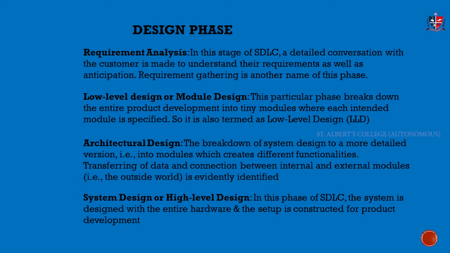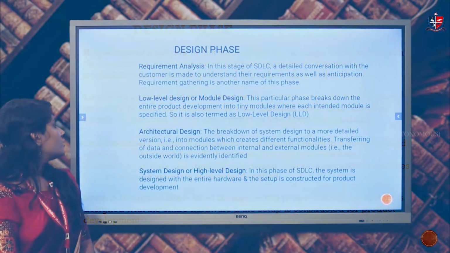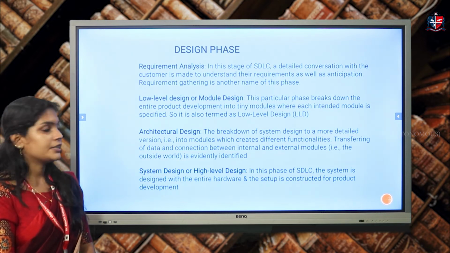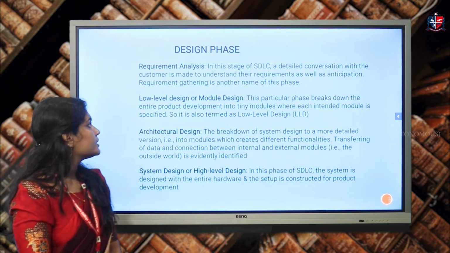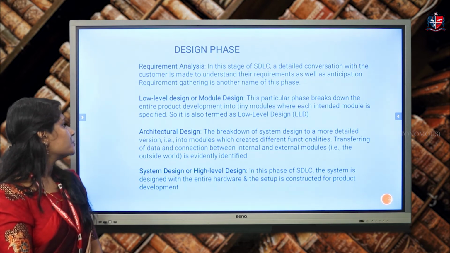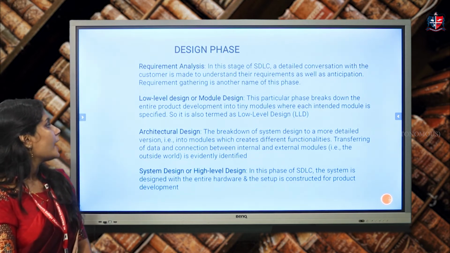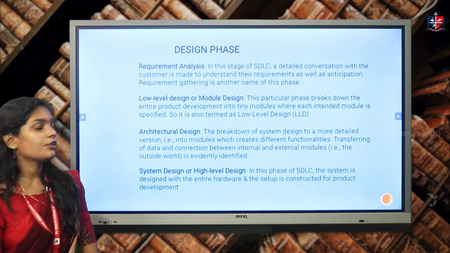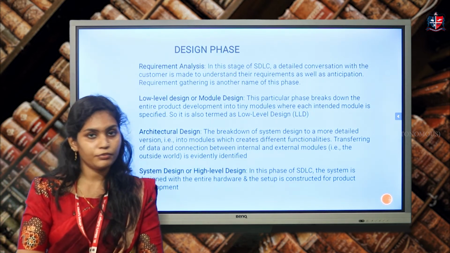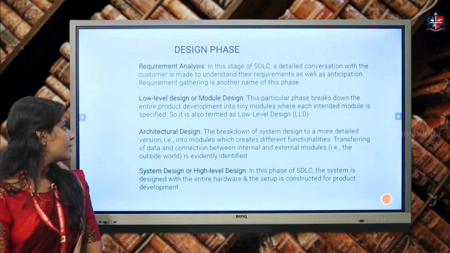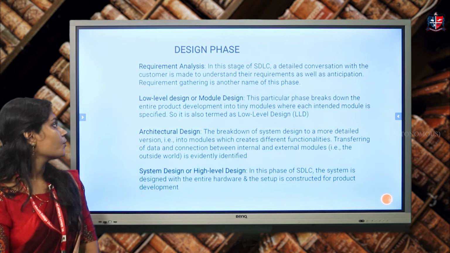The design phase contains three activities: lower level design or module design, architectural design, and system design or high level design, along with requirement analysis. Requirement analysis: in this stage of SDLC, a detailed conversation with the customer is held to understand the requirements as well as expectations, and requirement gathering is another name for this phase. Requirement analysis means collecting the requirements from the customer. So requirement analysis is also called the requirement gathering phase.